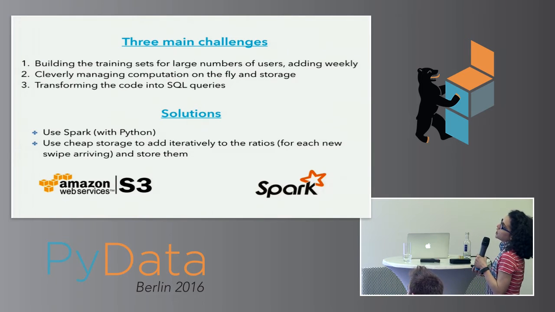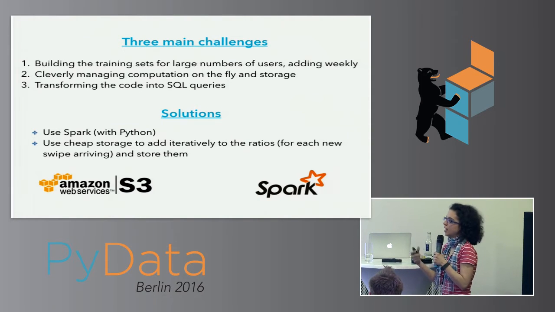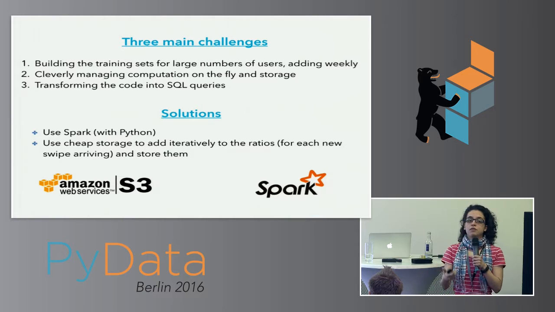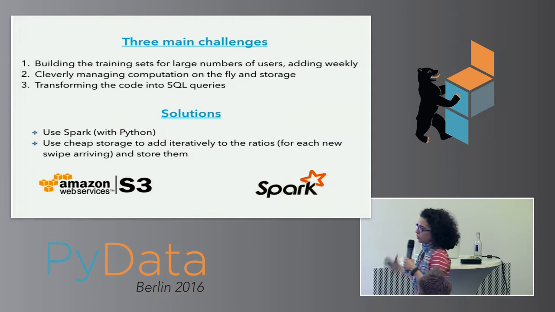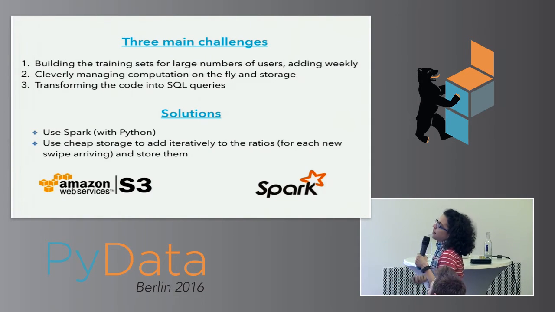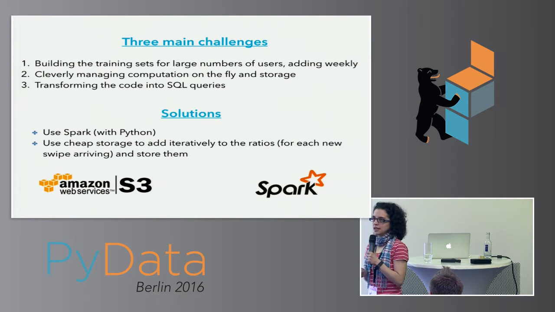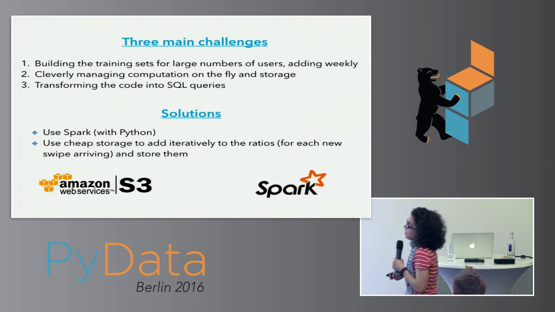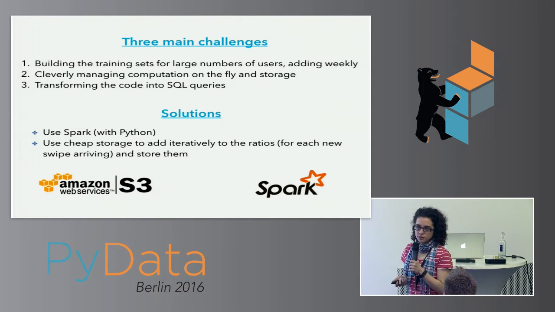We cleverly try to manage the computation on the fly and the storage, so we don't recompute the ratios you have on the brand, on the type, on the color every time, because this would be very expensive. But we keep track by relying on storage of the counts, so that we just recompute the division, so that we add to the counts every week. And then we use PySpark. We use Spark, so it all comes down to transforming code which was running in a notebook in nice Python, nice scikit-learn into SQL queries, pretty much. And then we use Amazon Web Services. We rely on text files stored in S3 so that we can read them easy peasy with Spark.